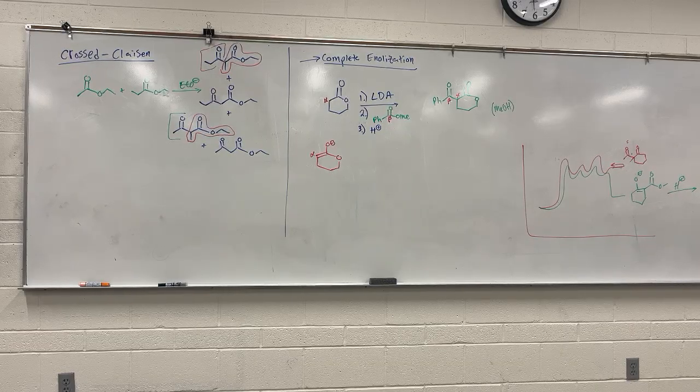Alpha 6, 7, 8. Why am I counting up? Alpha 5, 4, 3, 2, 1. Whatever you want to do, you're going to make a 6-membered ring off of this carbon. This carbon will be included in a 6-membered ring.